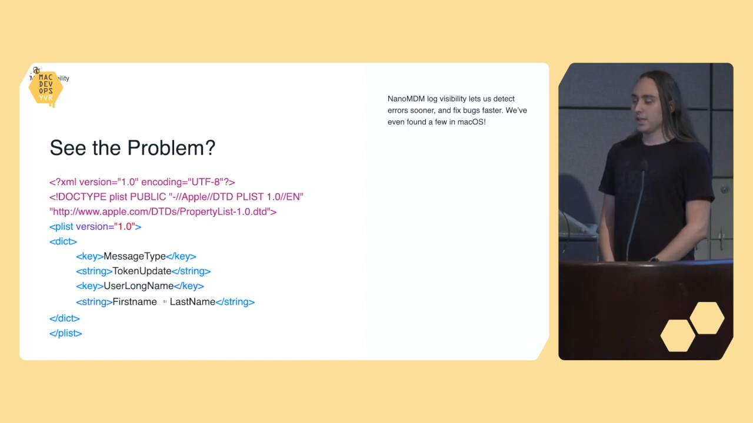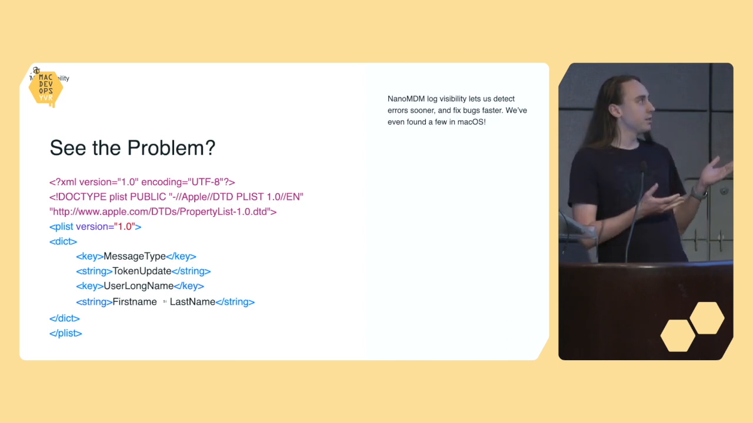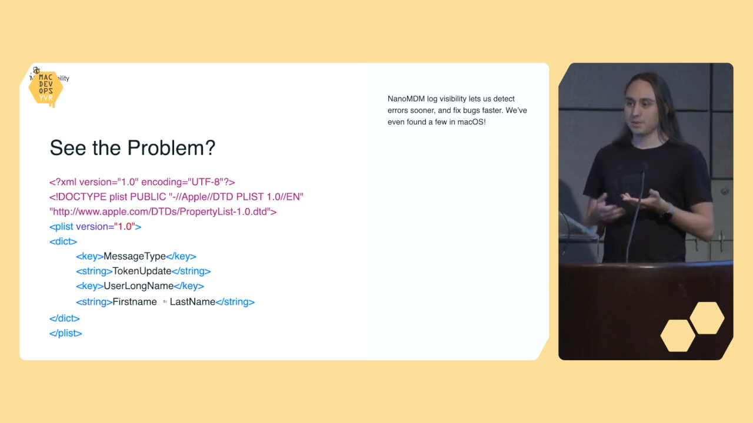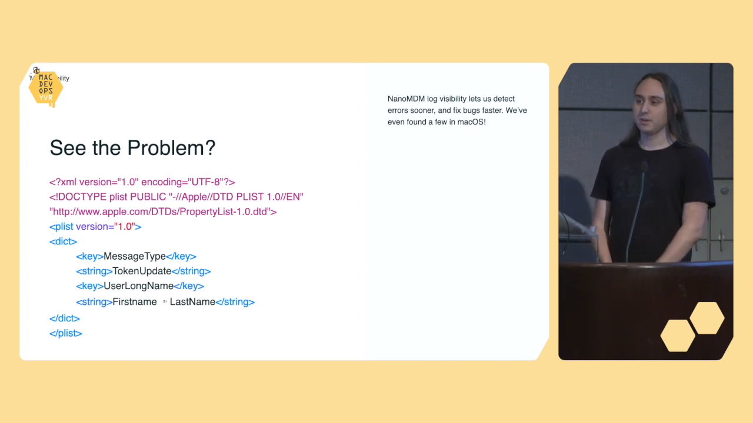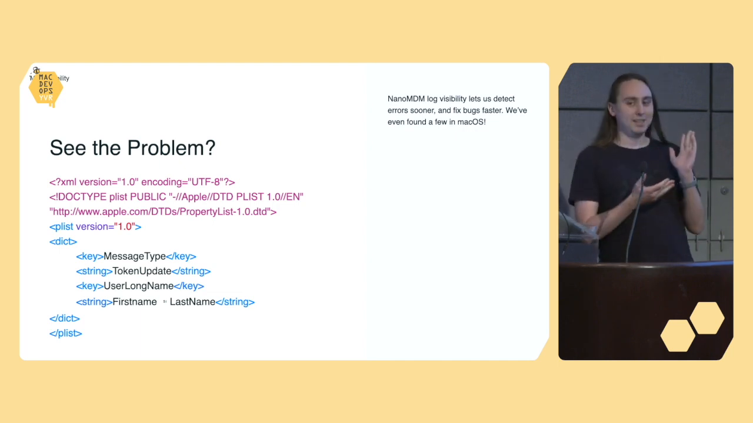So this is a bug that was happening with both MicroMDM and NanoMDM. This is a token update message that got sent from a device. Token update is a user level enrollment, so it includes the user's full name, first name and last name. Can anybody see what's wrong with this plist?